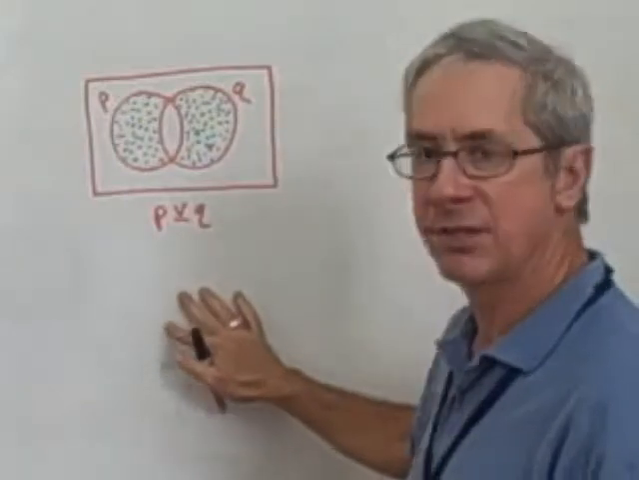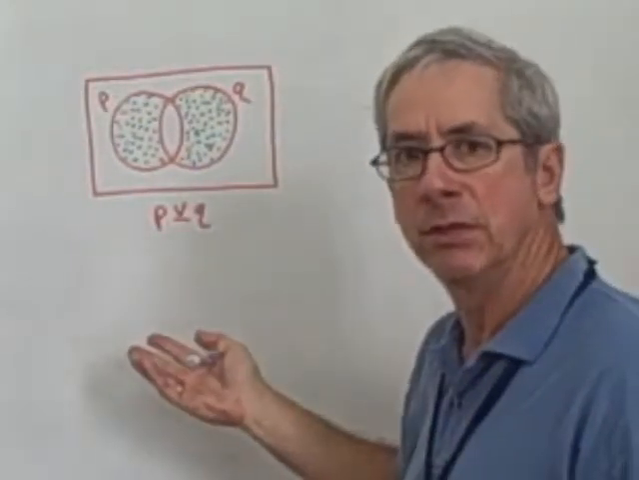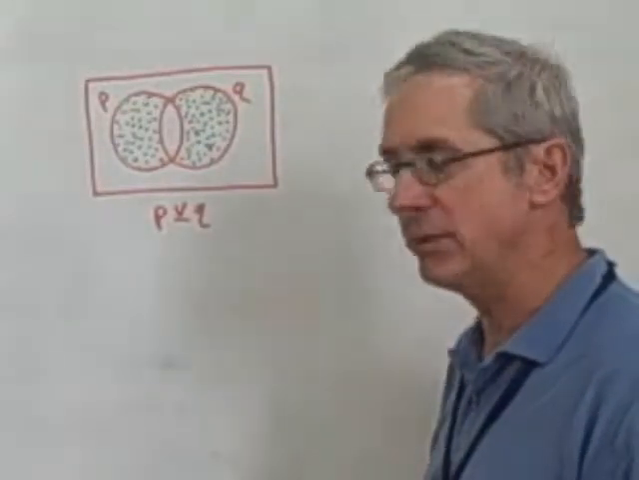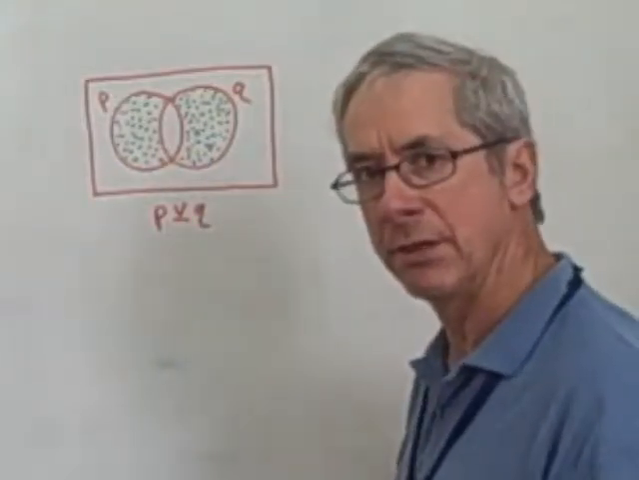The one thing they didn't tell you in the book is what the Venn diagram for this looks like in terms of intersection, union, and negation, and complement, and things like that, how to write that out. So that's what I'm going to show you right now.